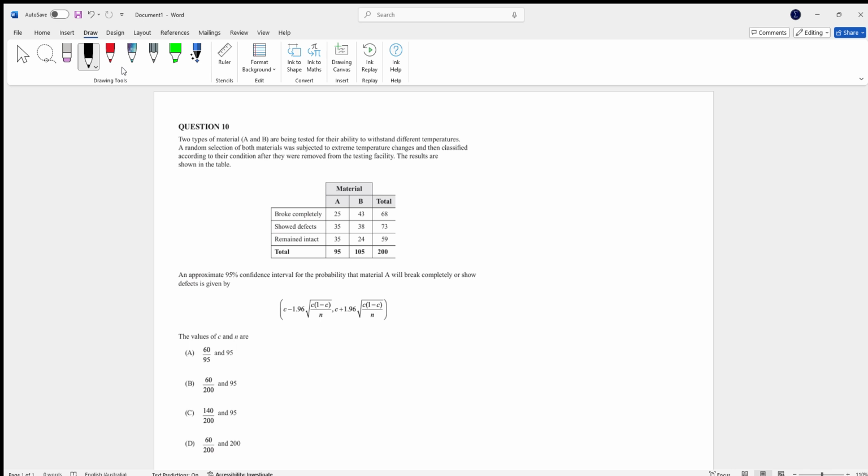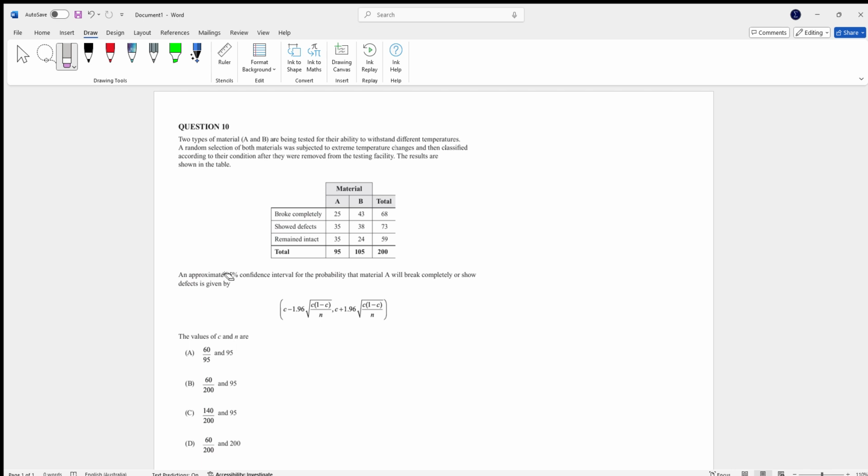So question 10: two types of materials, A and B, are being tested for the ability to withstand different temperatures. A random selection of both materials was subjected to extreme temperature changes, then classified according to their condition after they were removed from the test facility. The results are shown in the table. To be honest, all that stuff up there is actually just fill. It's just giving context to this table here. Realistically, all we need is this table to answer this question. As you can see, the table shows completely broken, show defects, remained intact, etc. And we've got each of them there.